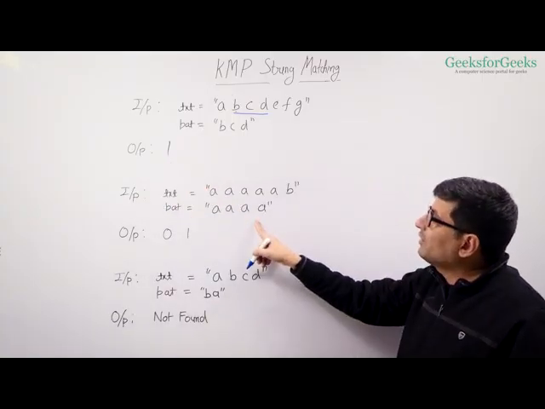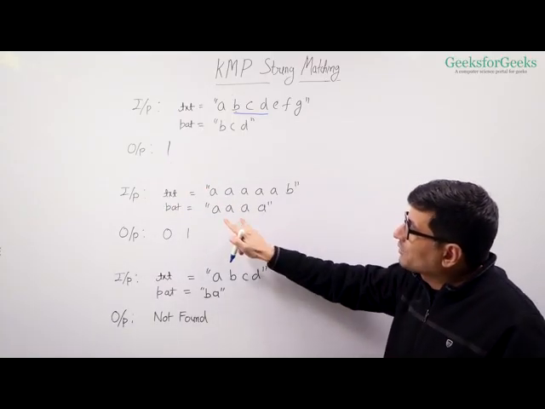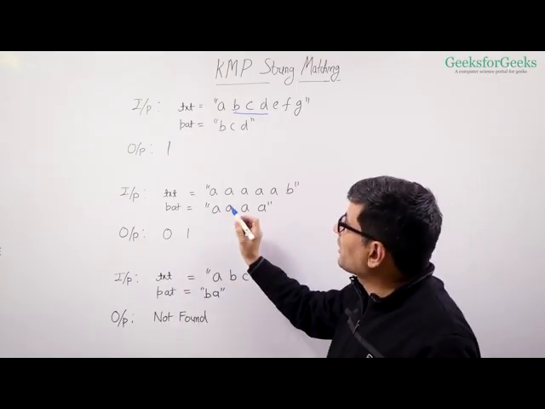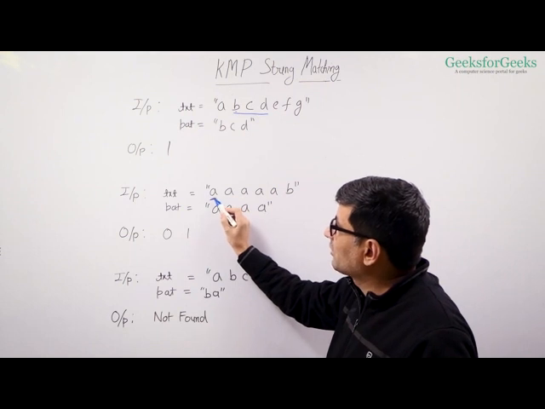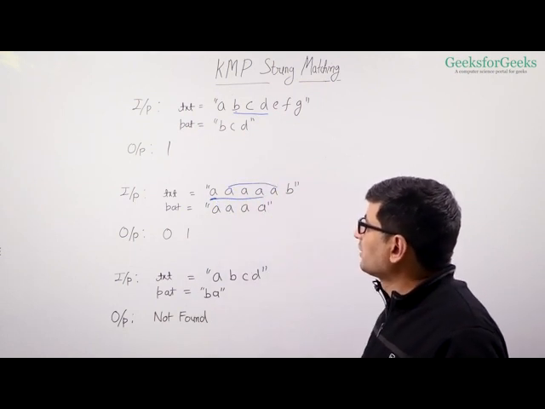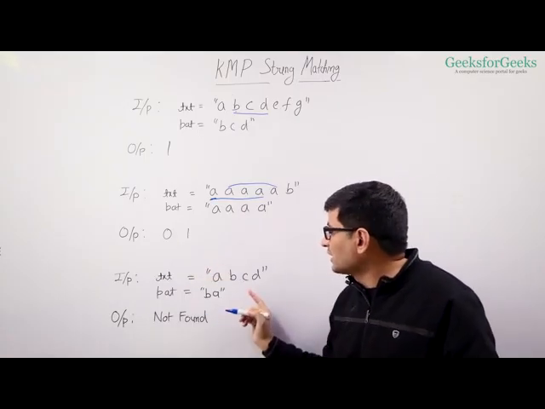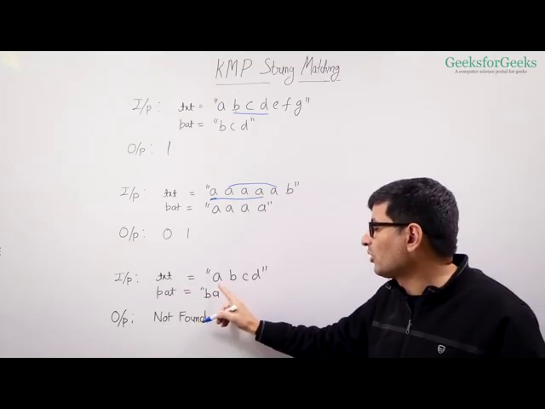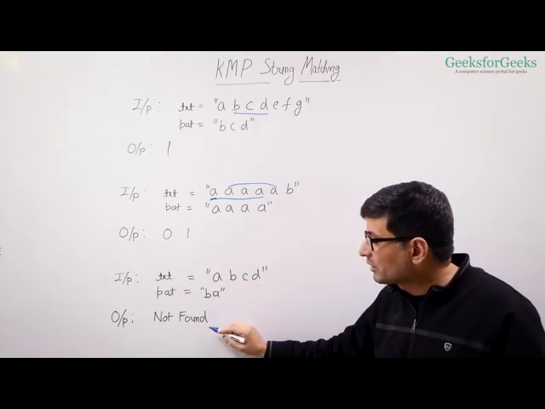Let's see this example. In this example, our pattern is 4 A's and our text is 5 A's followed by B. So pattern is present at index 0, right here, and also present at index 1 here. So our output is 0, 1. In this example, the pattern is not present. BA is not present at all, right? So our output is not found.